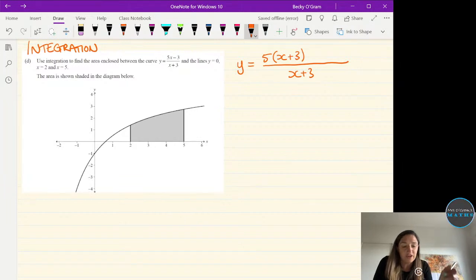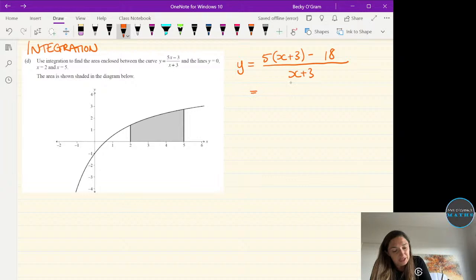Now if I put x plus 3 on the top, that will give me 5x plus 15. So that's 15 more than I wanted. I just wanted the 5x from there. And then we put the minus 3 back on. So minus 15 take away 3 is minus 18. Now the reason I do that is because I can then separate this out into being 5x plus 15 over x plus 3 minus 18 over x plus 3, and you can see those x plus 3's cancel, so we're just left with the 5.